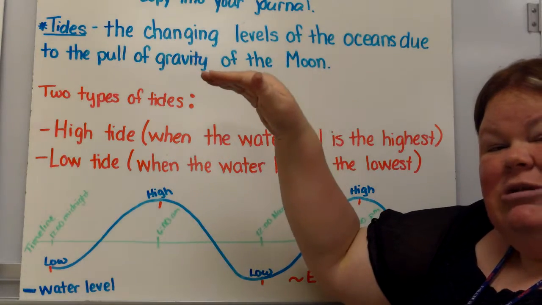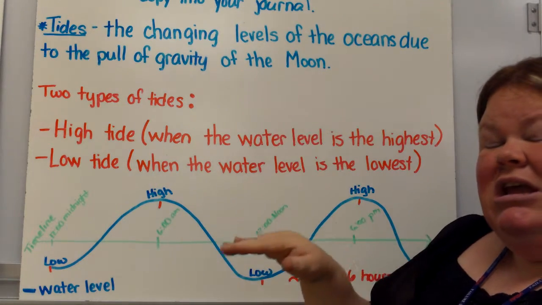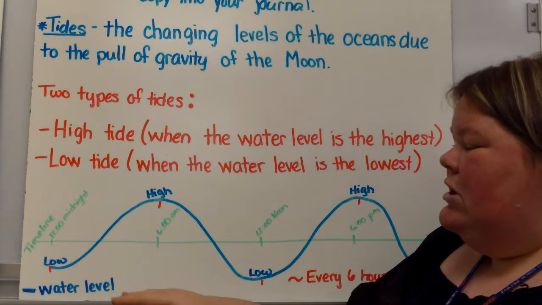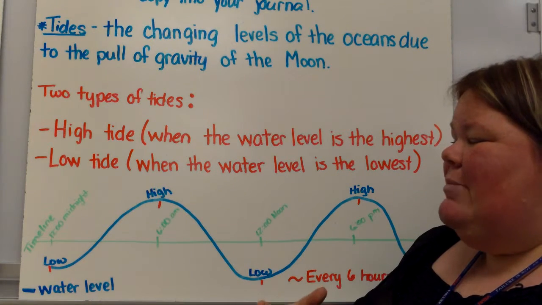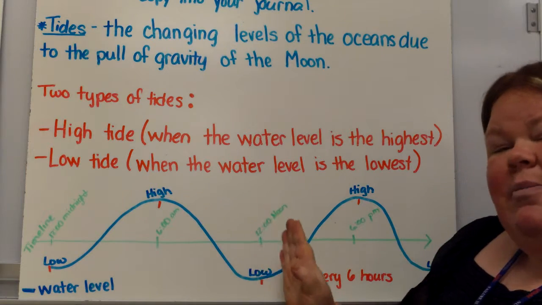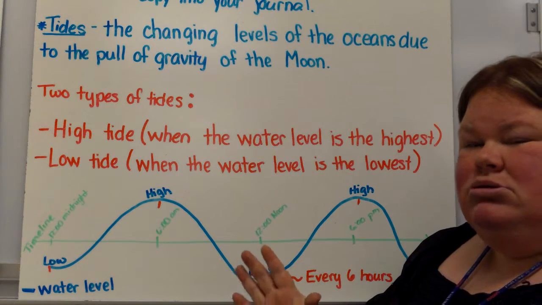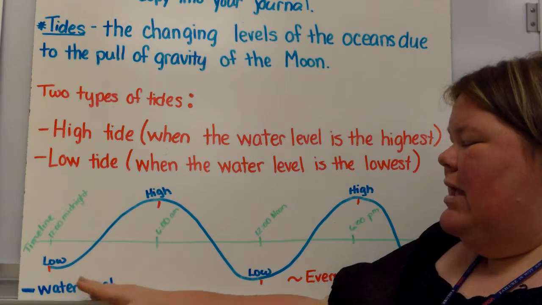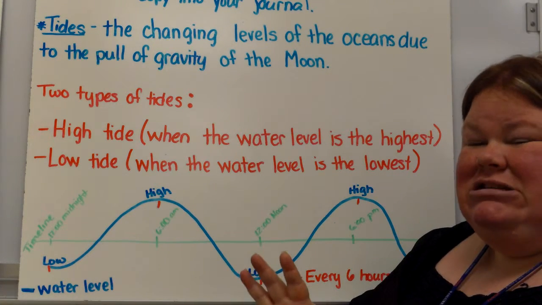So we have high tide when the water level is the highest, and then we have low tide when water level is the lowest. So on a timeline, they're at a 24-hour period through a day. 24 hours equals a day. We have 4 different tides.